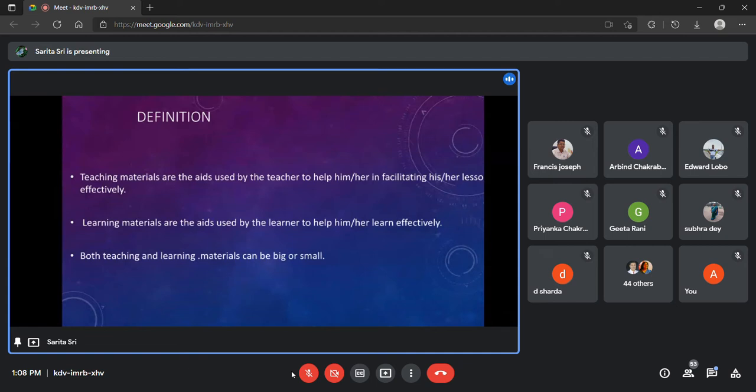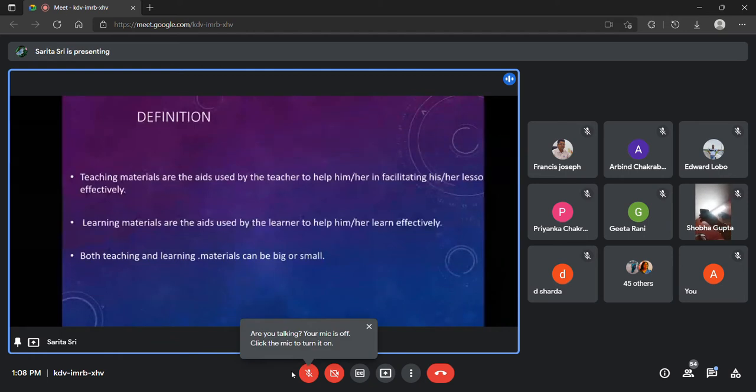Here there are two words, teaching and learning materials. Let's try to understand the meanings of both separately. Teaching materials are the physical resources that a teacher uses to assist students in achieving the set learning outcome, whereas learning materials are the aids used by the learners to help him or her learn effectively. Teaching materials are things like textbook, worksheet, blackboard, whiteboard, etc.